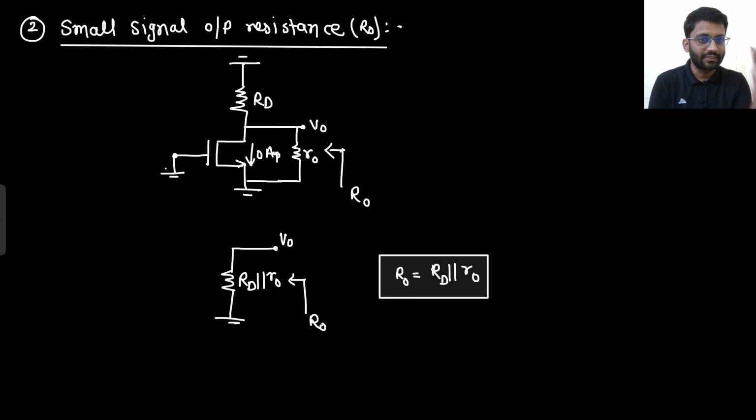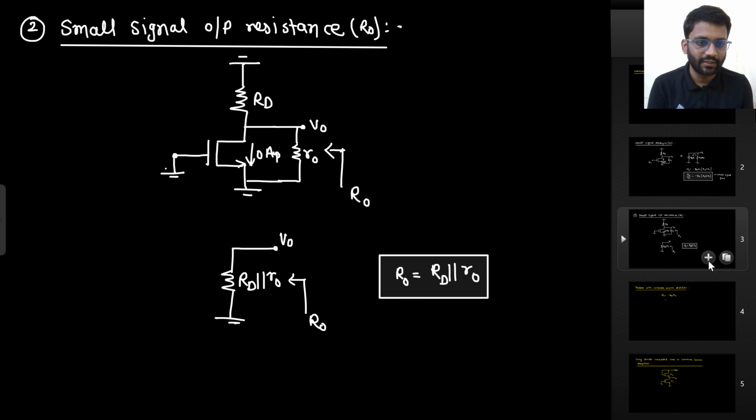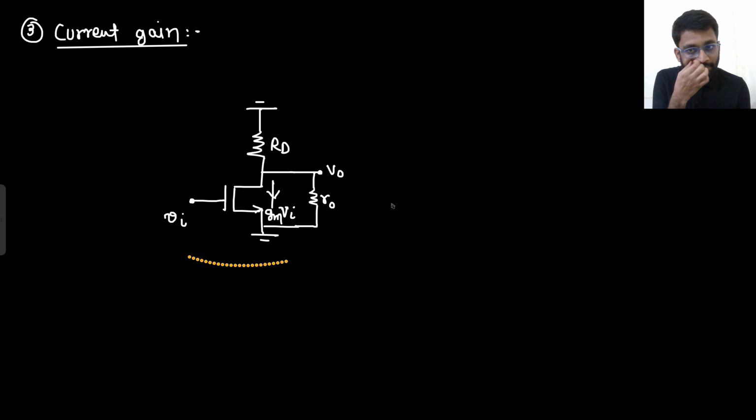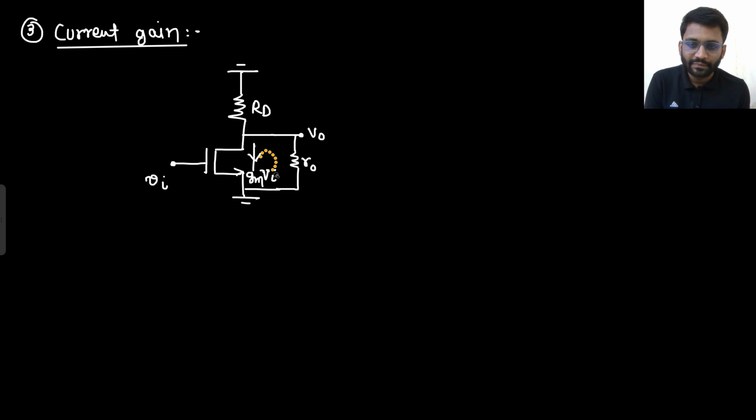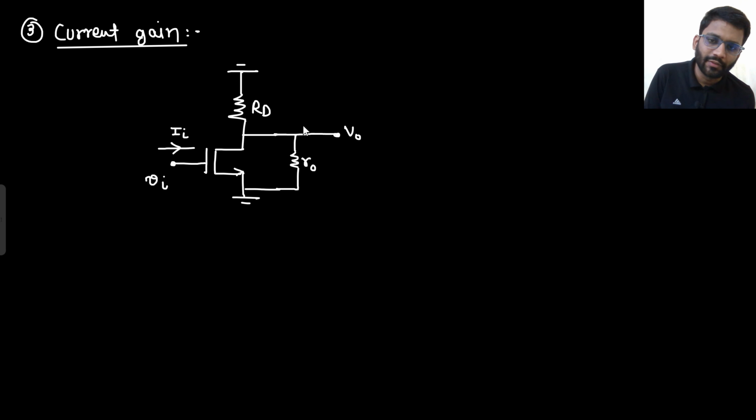That's it. Now, the second thing they can ask you is the current gain. Not the second thing, actually it is the third thing. Third, they can ask you is the current gain. So what do you mean by current gain? This is your I in. And where will be your I out? So for I out, I should make this arrow ahead. So this will be your I out, or in the opposite direction it can be.